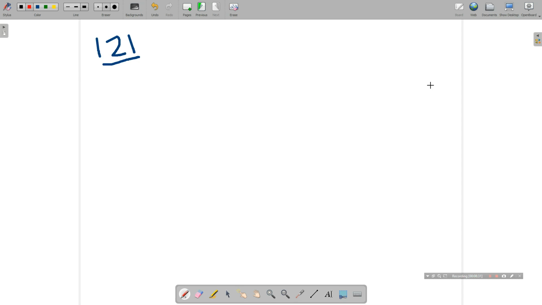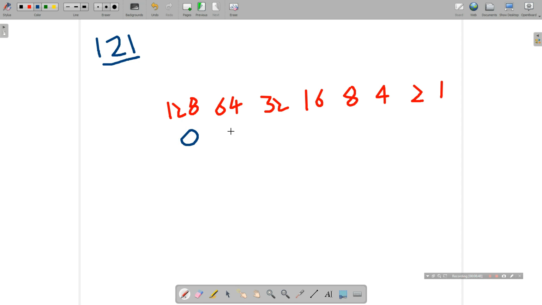Step 1 is to do our binary number line. 1, 2, 4, 8, 16, 32, 64, and 128. We then convert this number, 121, into binary. So we won't want 128, we will want 64, we will want 32, so that's 96 altogether. Plus 16, so 96 and 16, so that's 112, plus the 8 brings us to 120, plus the 1 would make 121. So put in the zeros in those columns, there is our binary number.